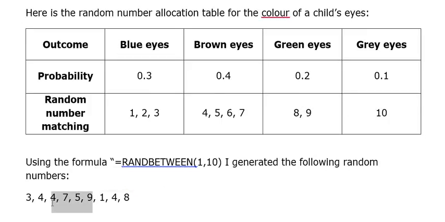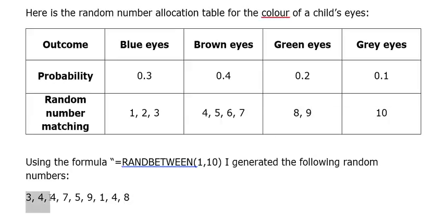So far, if I look at what I've got so far, I've got a blue-eyed child first, then a brown-eyed child, another brown-eyed child, another brown-eyed child, and now a green-eyed child. Then I have got the number 1, and that number 1 represents having blue eyes. So I've got a second blue-eyed child there. This number 4 represents a brown-eyed child, and the number 8 represents a green-eyed child.